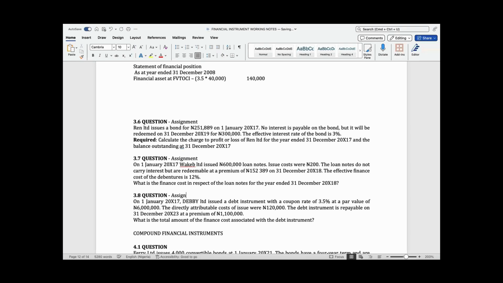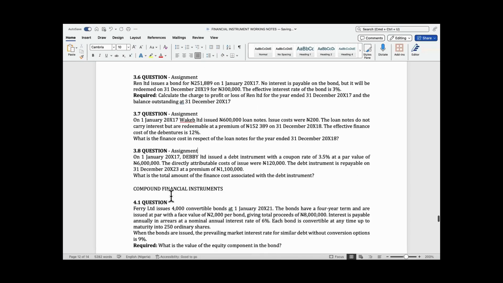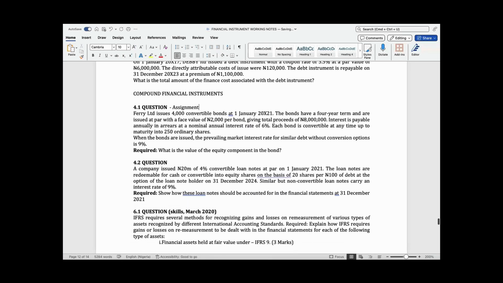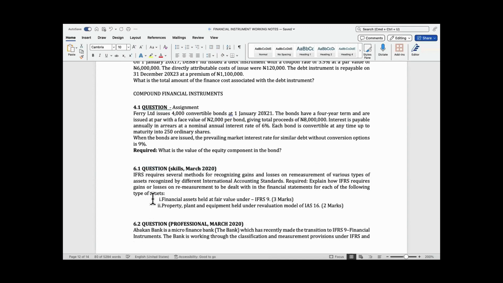They are not beyond what I've taught you. It's the same. And this one on compound financial instrument is similar to the one I solved for you. You can do it as assignments. I think I've already solved this one, so just cancel this.